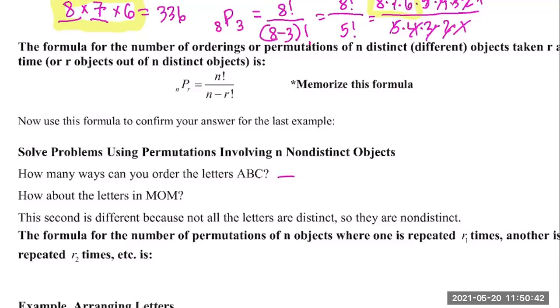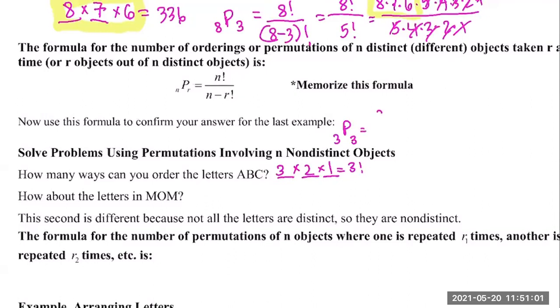Okay, yeah, most of you guys have the right answer. It should be 3 letters, then 2 letters, then 1 letter to pick from in that spot. So 3 factorial. In the formula itself, it would be 3, and then we're picking 3 letters from a group of 3. So how does that work with the formula? It would be 3 factorial over 3 minus 3 factorial.